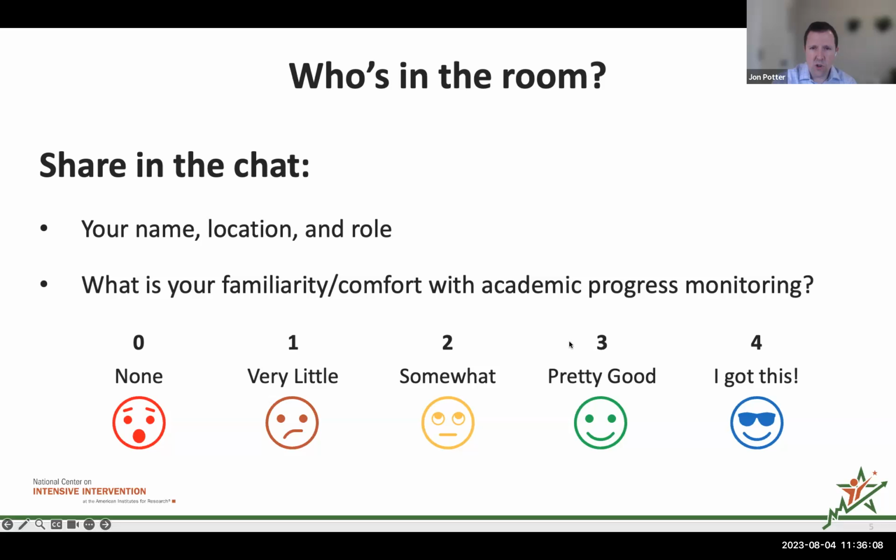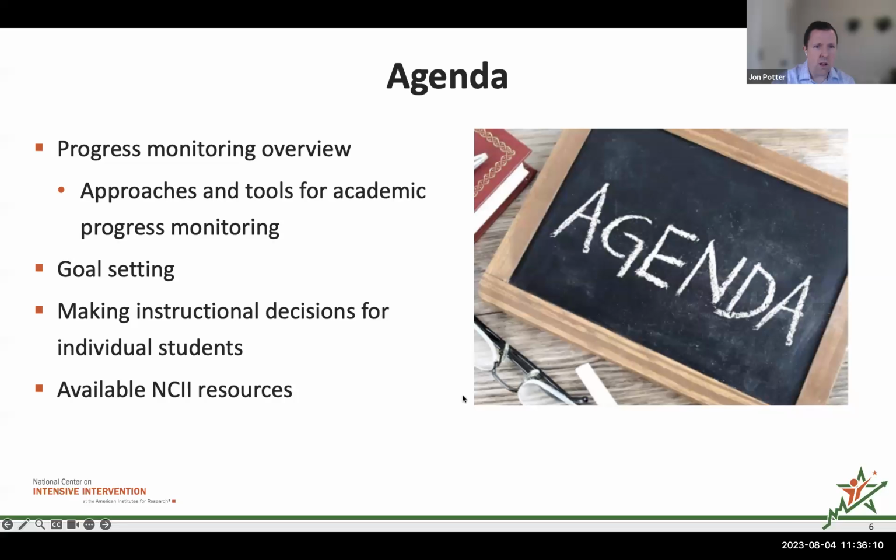Again, we'll try to save some time for questions at the end as well. So today, what we're trying to accomplish within the next hour, 55 minutes, is an overview of progress monitoring, what it is, and then some approaches and tools where you can find resources to help guide your thinking around academic progress monitoring. Again, we'll focus on academic progress monitoring. There's another session for behavior progress monitoring, so if you're interested in that, you can go to that one after this session.